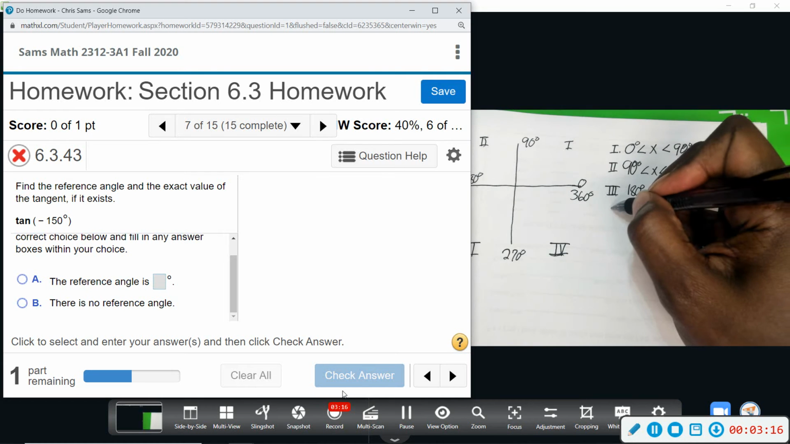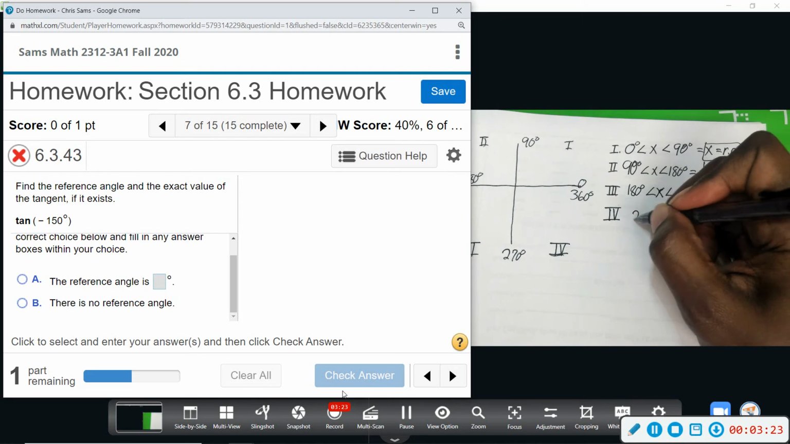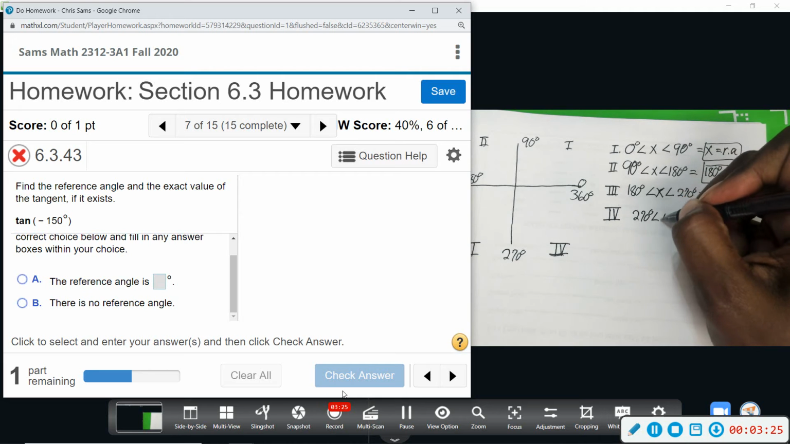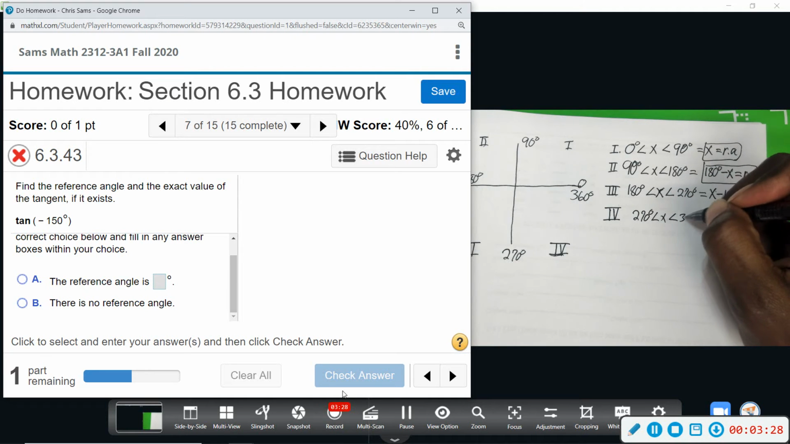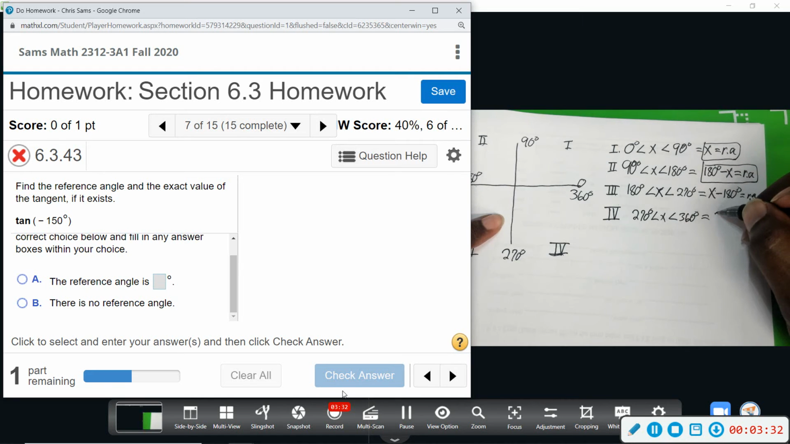RA. And then if you're in quadrant 4, which means you're between 270 and 360, your reference angle will be 360 minus your angle, and that will give you your reference angle. So these are the 4 cases.